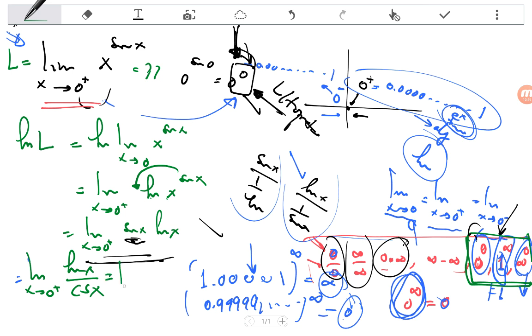Do you remember how to apply L'Hopital's rule? We differentiate the numerator by itself. What is the derivative of ln x? It will be 1 over x. And what is the derivative of the denominator, cosec x? It is negative cosec cotan.